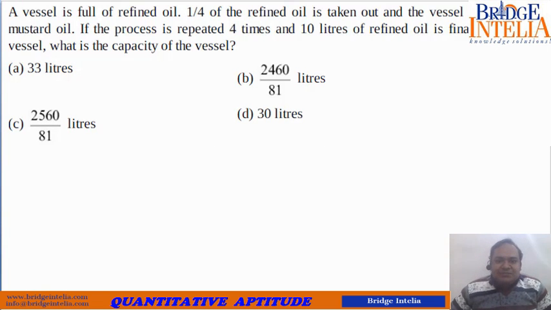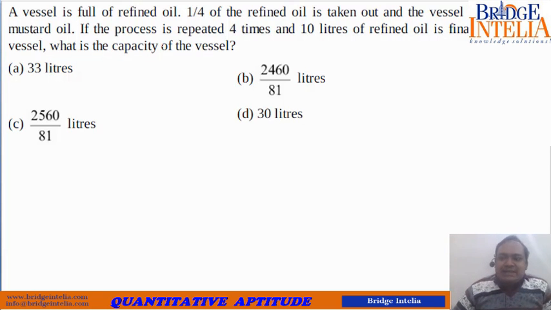A vessel is full of refined oil. 1/4 of the refined oil is taken out and the vessel is filled with mustard oil. If the process is repeated 4 times and 10 liters of refined oil is finally left in the vessel, what was the capacity of the vessel?